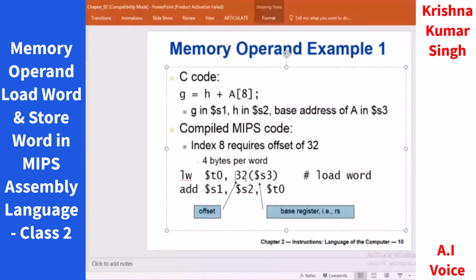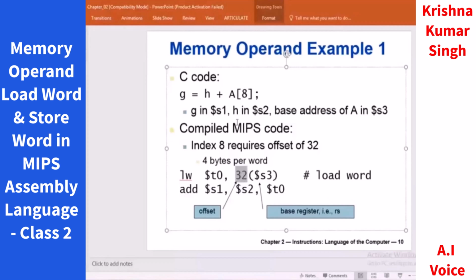So let's see what is inside this part: 32($s3). $s3 is the base address. So the base address is here and this is the offset. The offset is a constant number that can be added to the base address. It can be 0 or any other positive or negative number; in fact, it is a signed number. This number will be added to the base address and then the CPU reads the data from this address and puts it inside $t0. So a index 8.